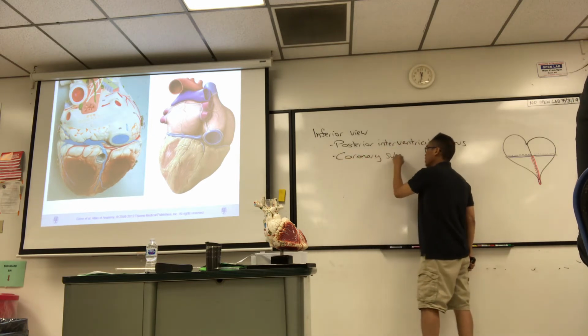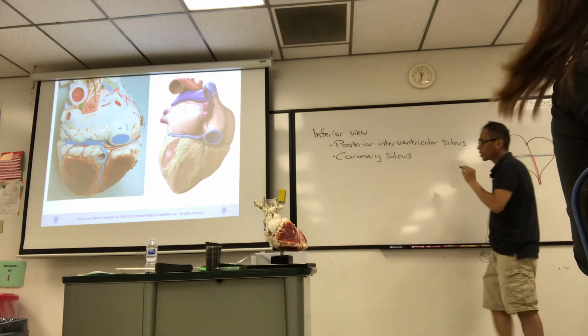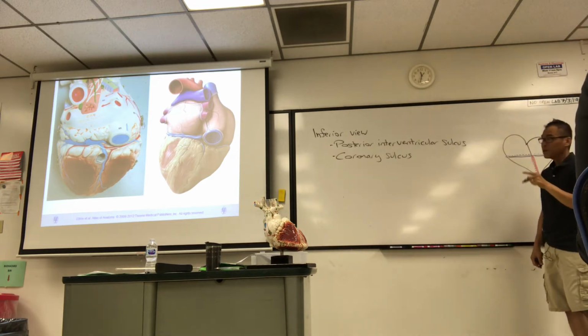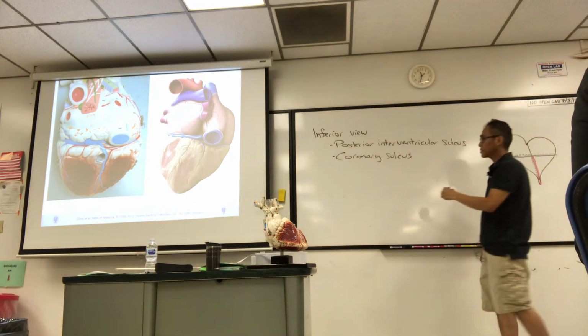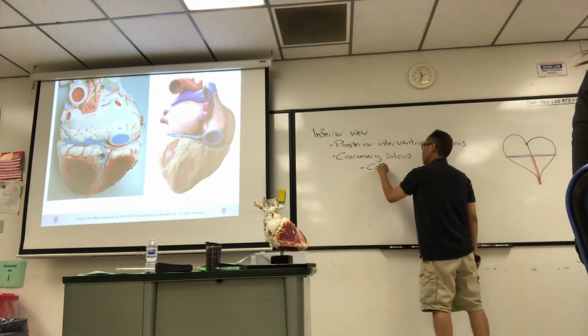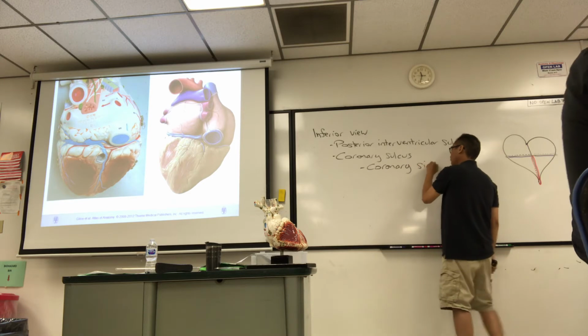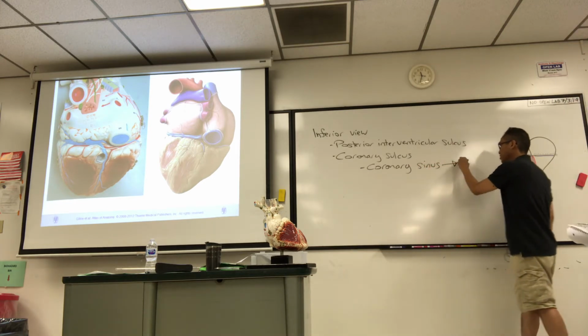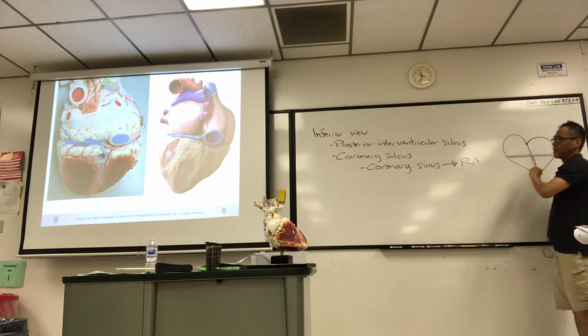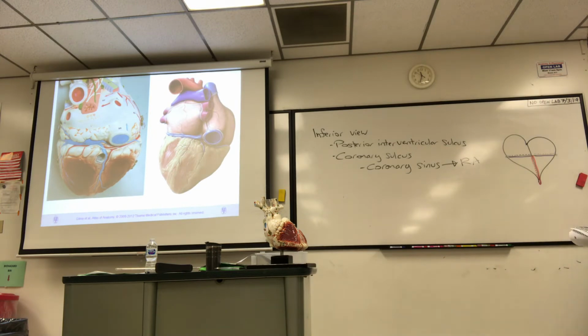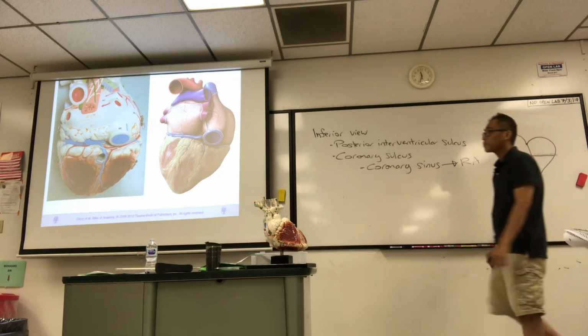The coronary sulcus has a very important vessel called the coronary sinus that lies in it. The sulcus contains the sinus. And the sinus is draining deoxygenated blood right to the RA. It's receiving all the spent blood from the heart muscle itself. So it's very important. Let me point to it. Coronary sinus in the sulcus.